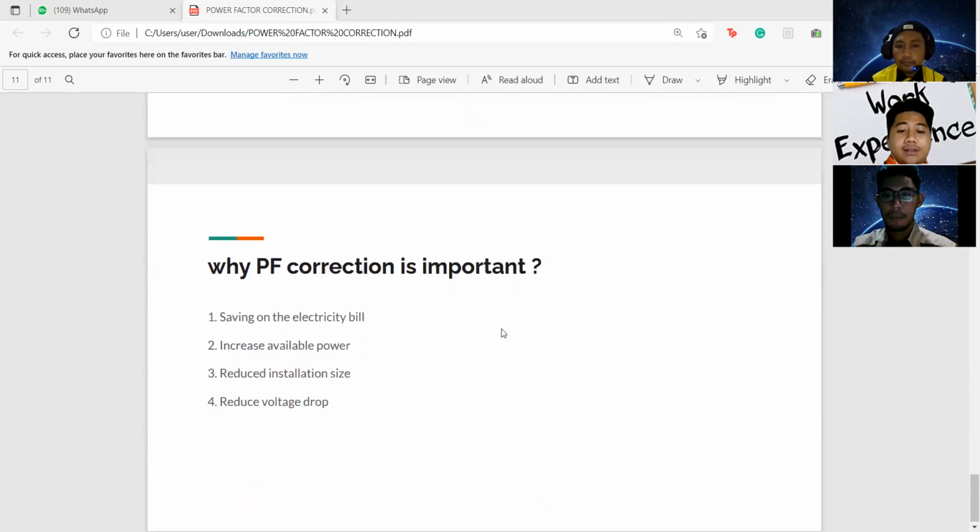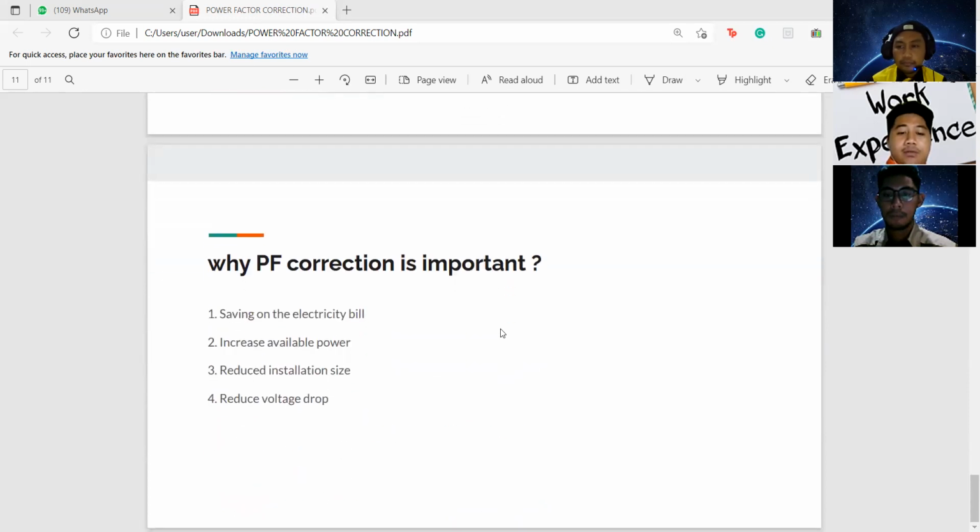Okay, next. Why is power factor correction important? So the first one is saving on electricity bill. Power factor correction eliminates penalties on reactive energy, decreases demand on KVA, and reduces power losses generated in the transformer and conductors of the installation.